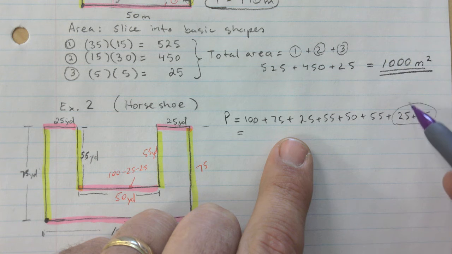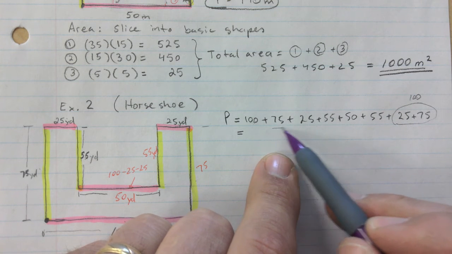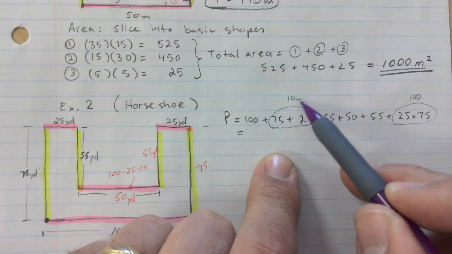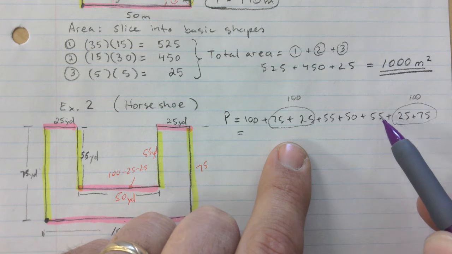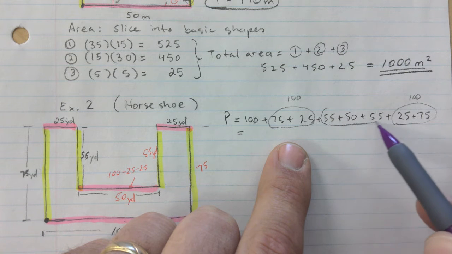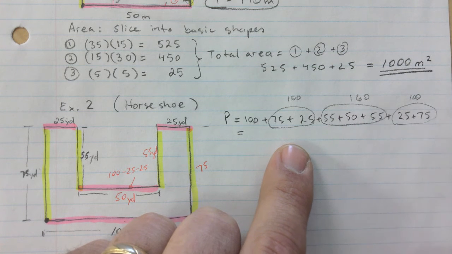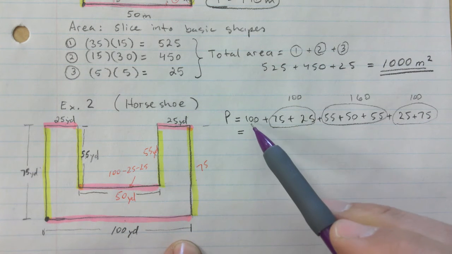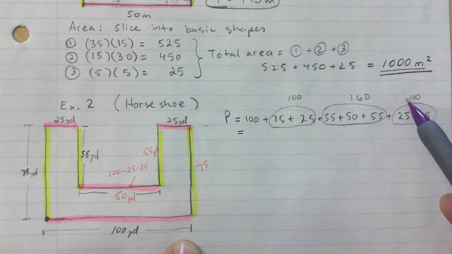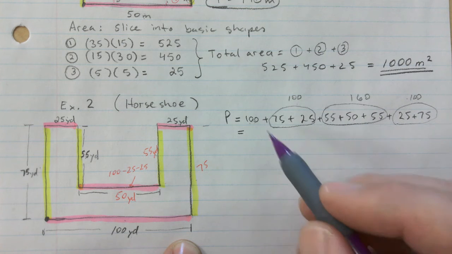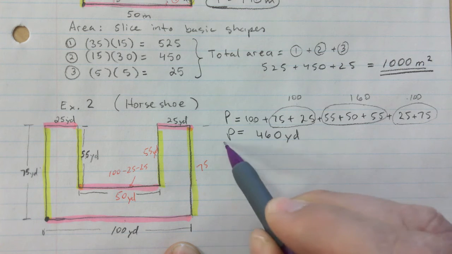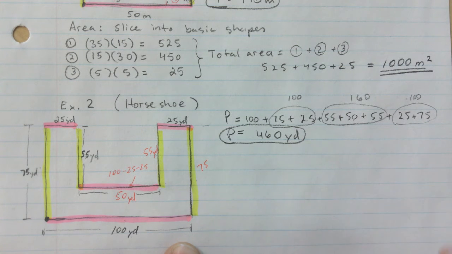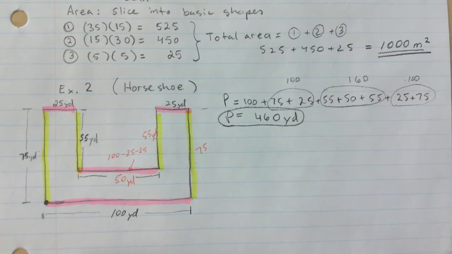This is 100. And this is 100 here. This would be 55, and 55 is 110, plus 50 is 160. That makes it a lot easier now. So it's 100, 200, 300 plus 160. That's 460 yards. That's your perimeter. Okay. Done. Perimeter is done.